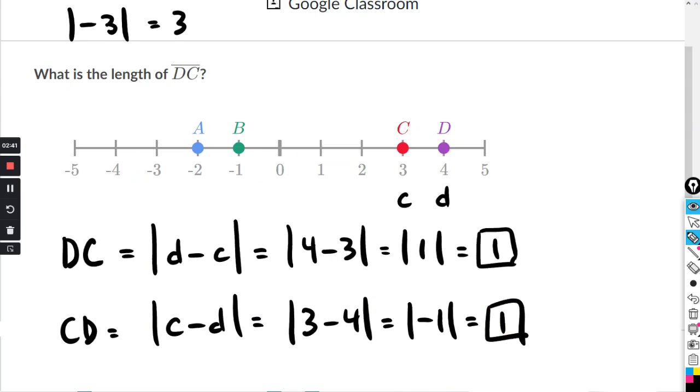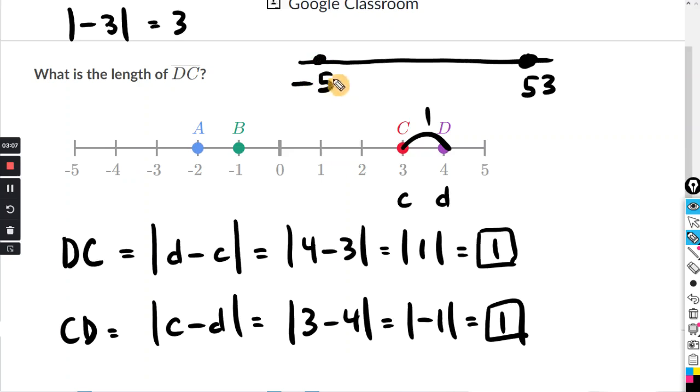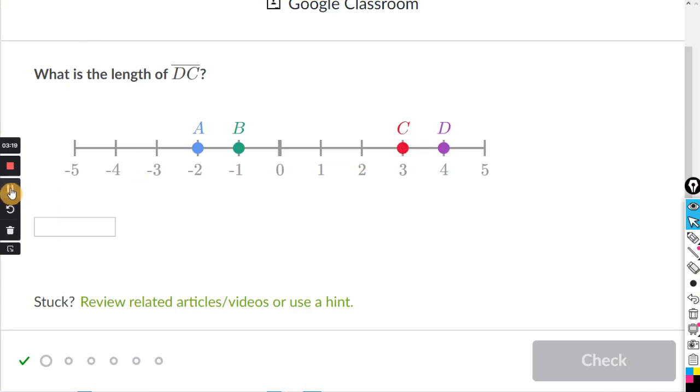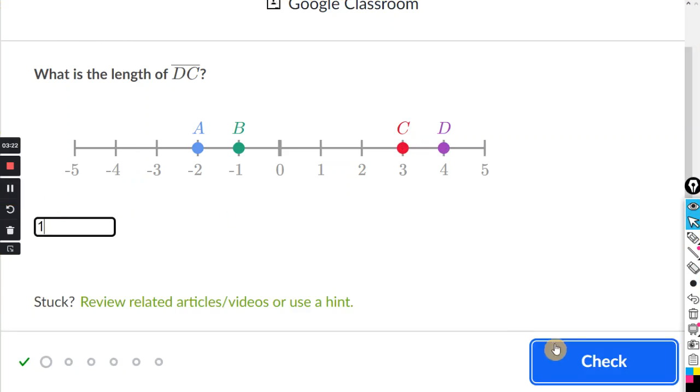And of course, you can go to the number line and just count. The distance from C to D is just 1 unit. But the reason you want to know the formula method is because the points may be far apart. Perhaps not in this exercise, but you might come across a problem where one dot is at point 53 and the other dot is at negative 5. It would be difficult or lengthy to count all of those units, and it would be quicker just to use the formula in that case. All right, so just enter 1 in the box.